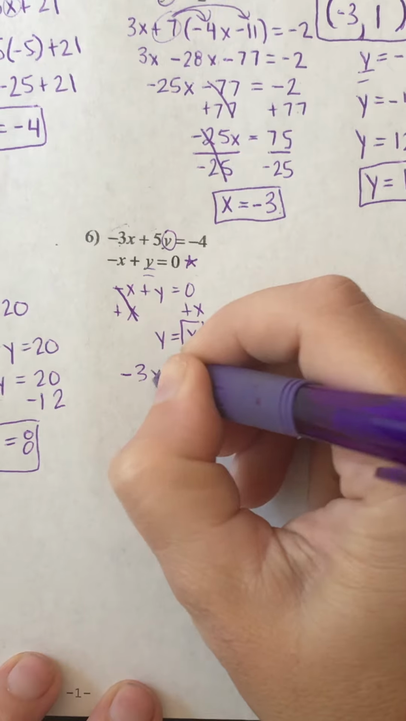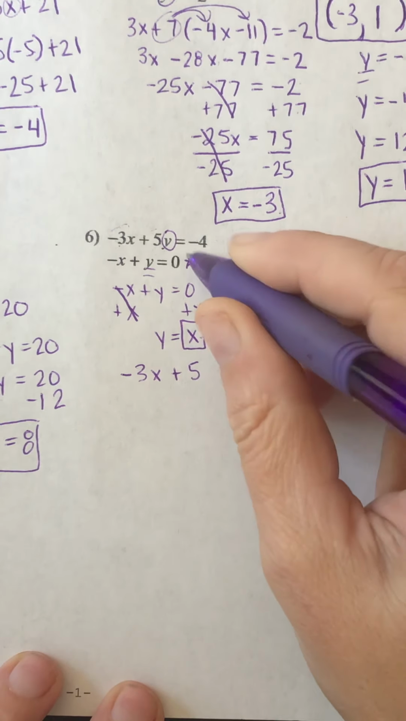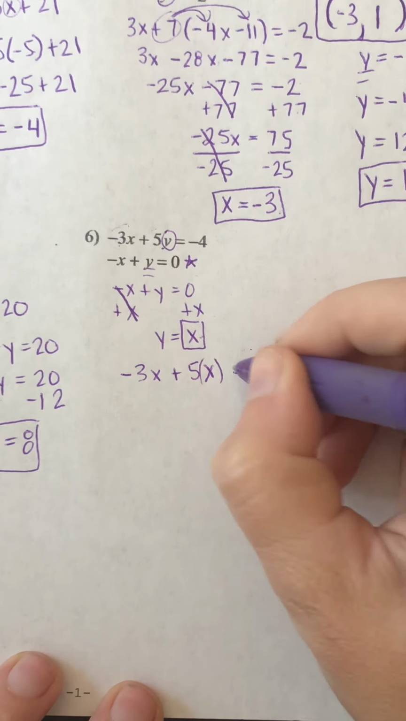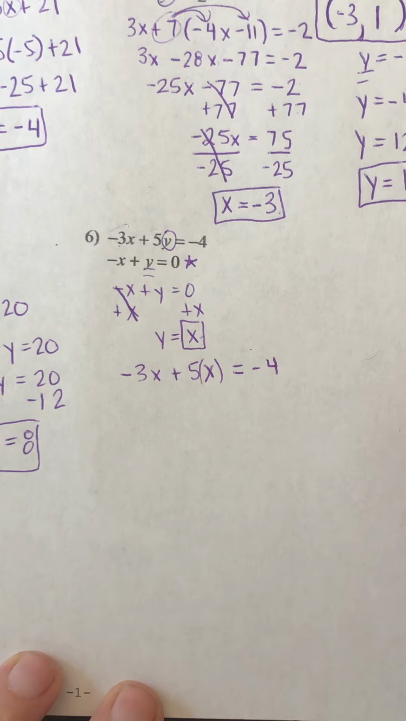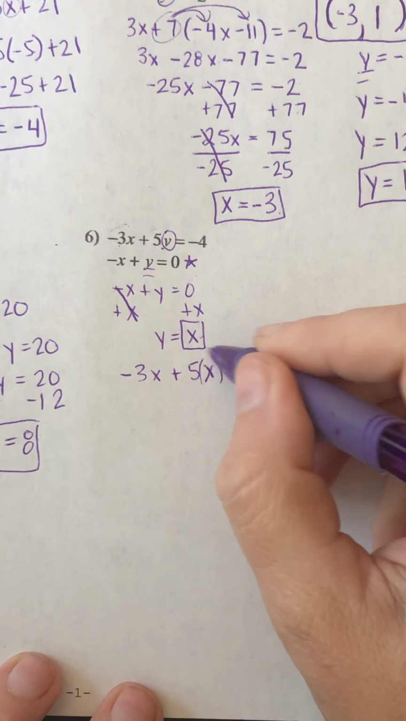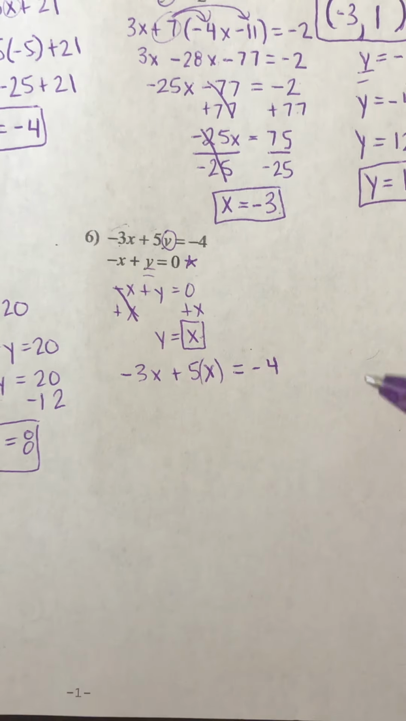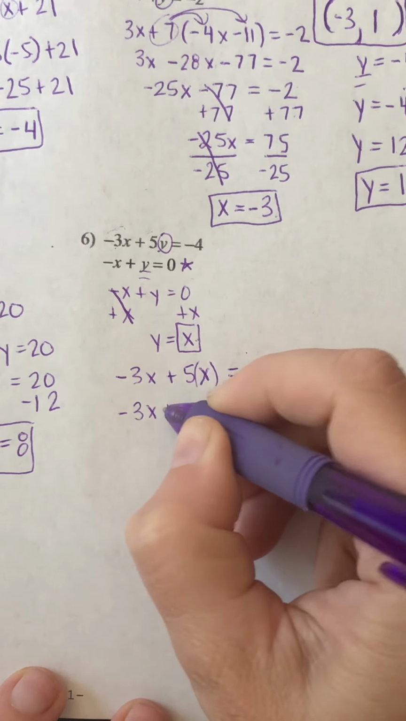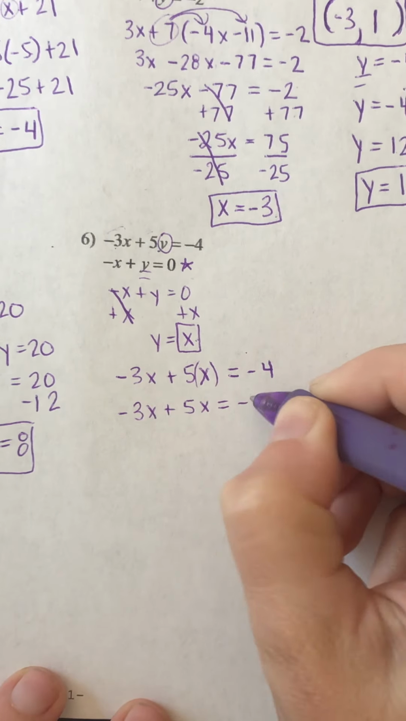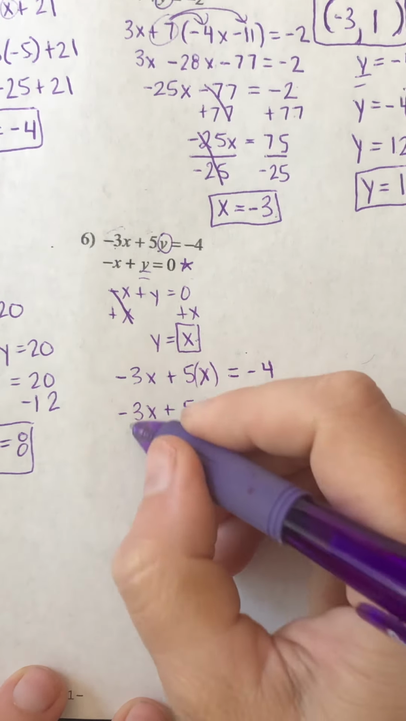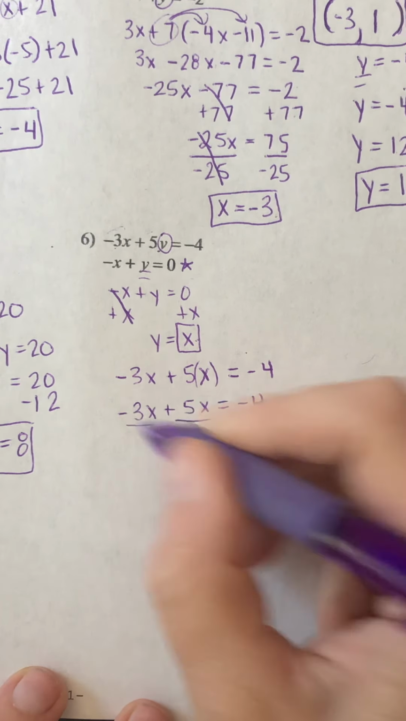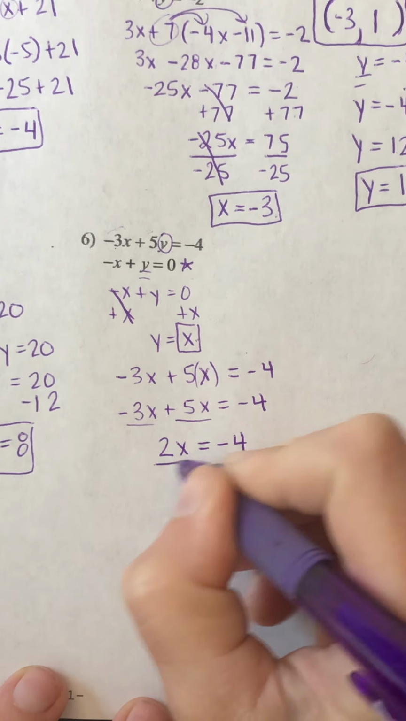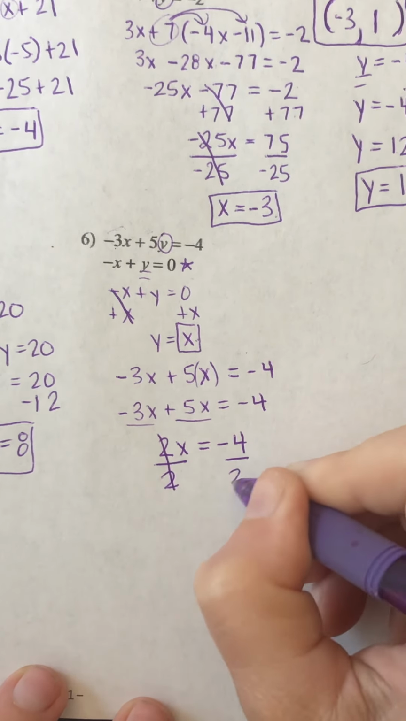We're going to end up with negative 3x plus 5, and instead of y, we're plugging in x. You can put it in parentheses if you'd like, and then equals negative 4. We don't have to distribute here because really, truly, 5 distributed to your x is still going to give you that 5x value. So we're going to end up with negative 3x plus 5x equals negative 4, and we'll combine like terms. So that's going to be like saying 5 minus 3 is going to give us a positive 2x equals negative 4. To solve for x, we'll just divide by 2 and divide by 2.